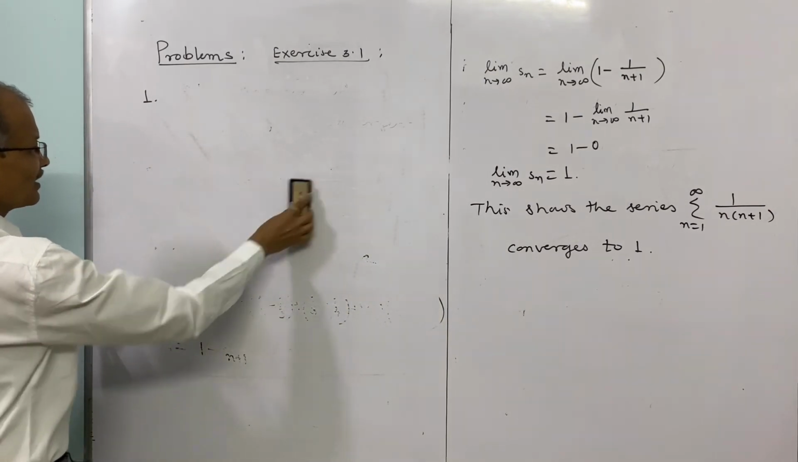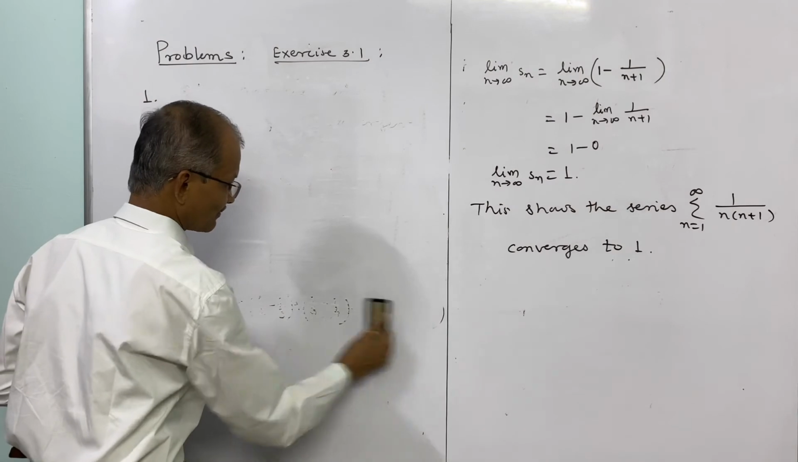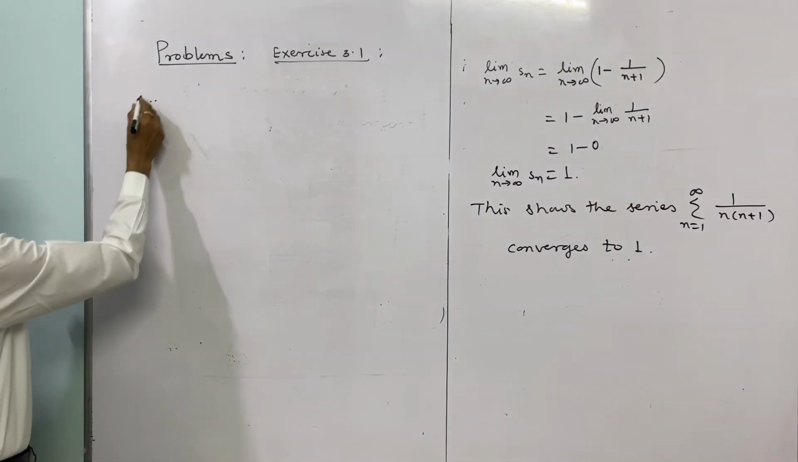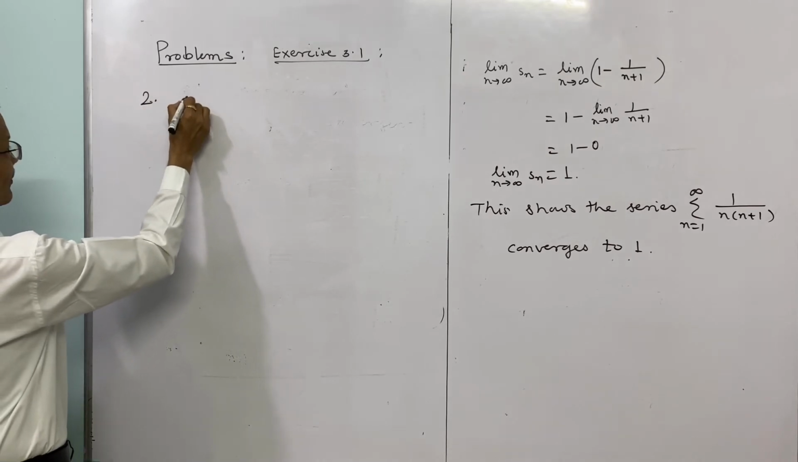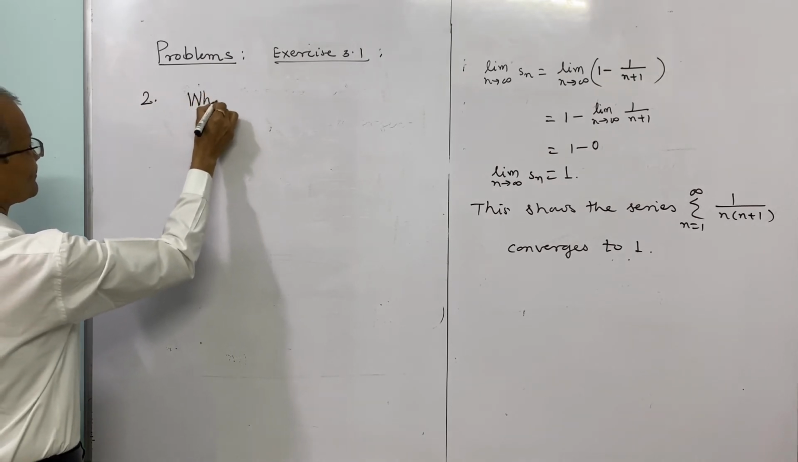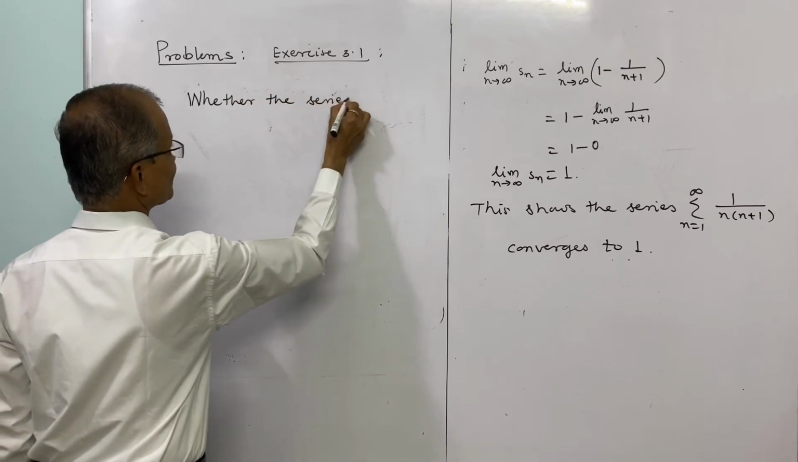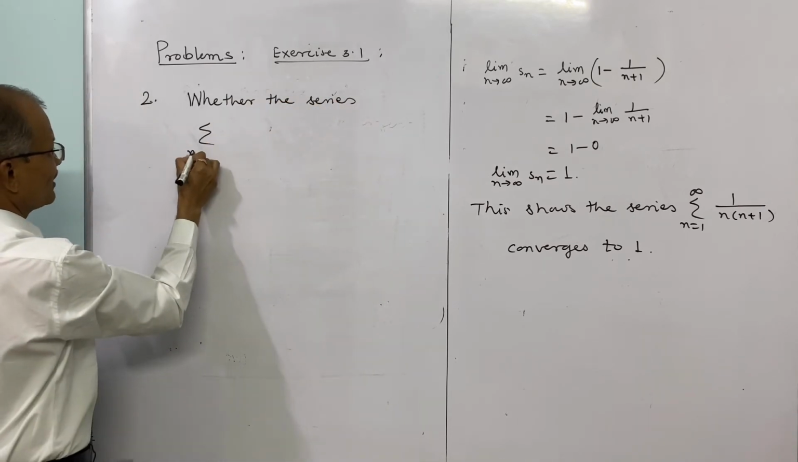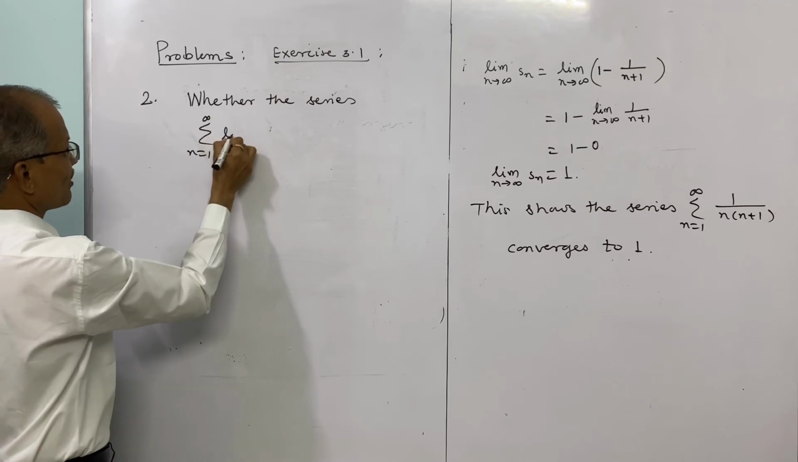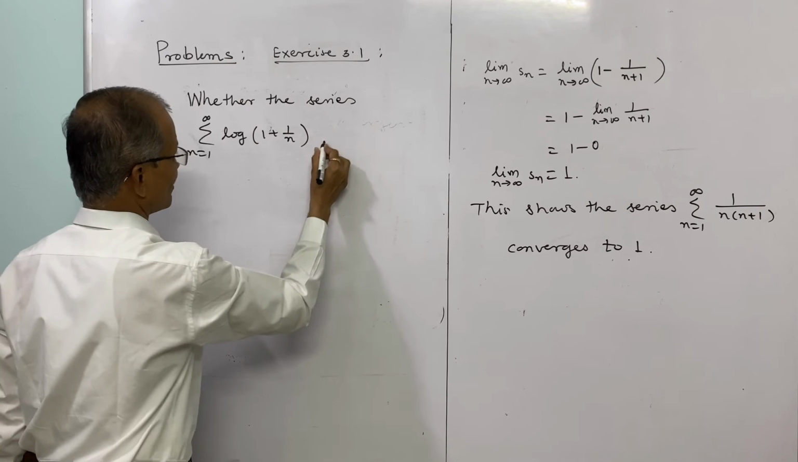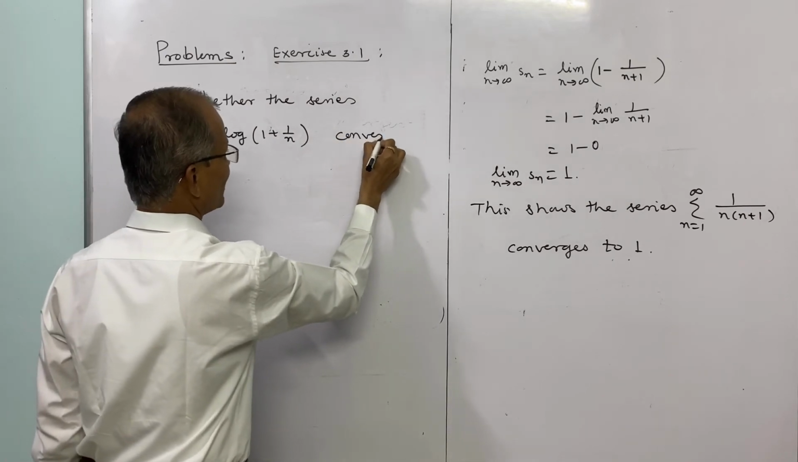The second example is of a similar type. We can consider whether the series summation, n takes values 1 to infinity, of log of 1 plus 1 by n, converges or diverges. That we have to decide.